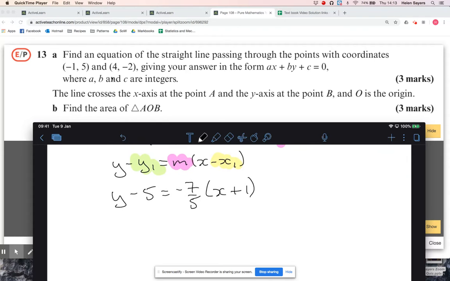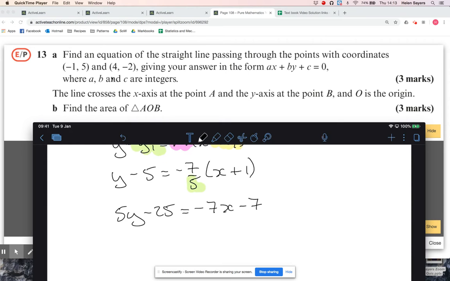So that'll end up being plus 1. They want a, b, and c to be integers. I'd normally do this anyway, but I'm definitely going to multiply through by that 5. So if I multiply the left hand side by 5, I get 5y minus 25. If I multiply the brackets through by the minus 7, I get minus 7x minus 7, and they want me to rearrange it to this form. So if I add the 7x over to the left-hand side, I've got the plus 5y, and I add the 7 over, I get that. Okay, so that's not too bad for 3 marks, quite a standard question.